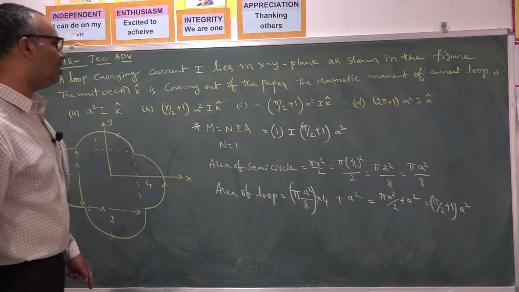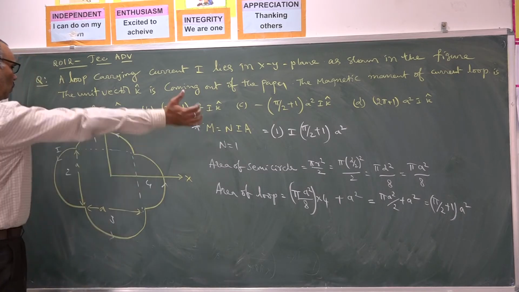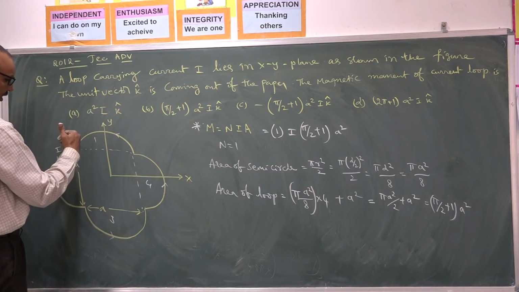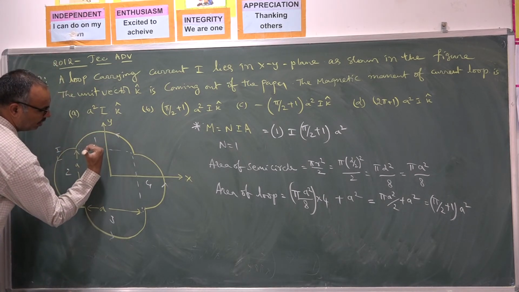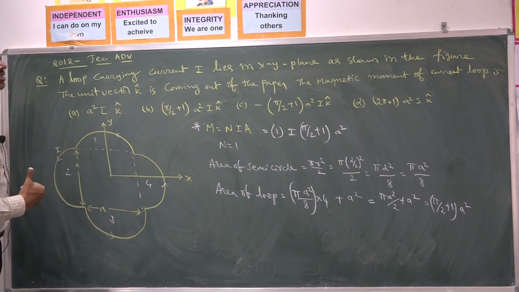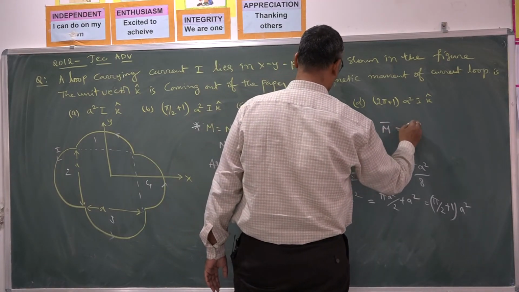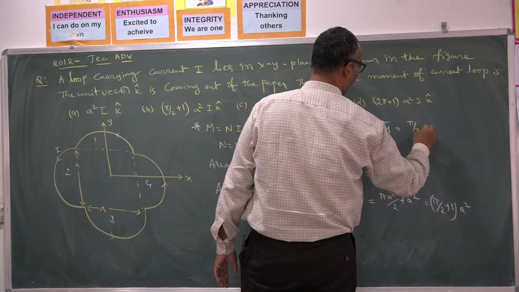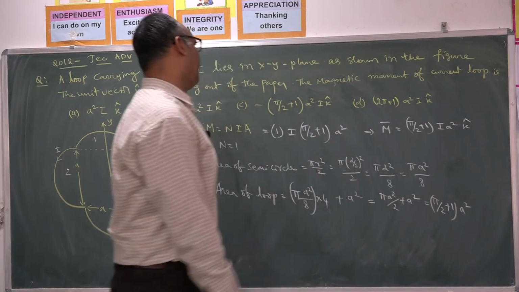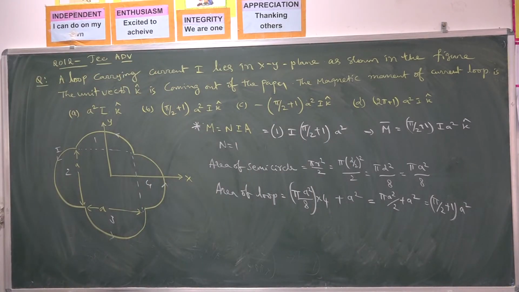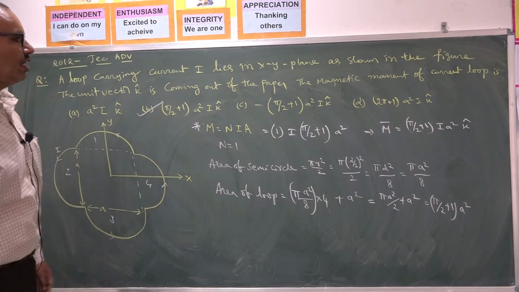The direction of magnetic moment is given by the right hand thumb rule. If you consider the current going in the anti-clockwise direction, the thumb points vertically upwards along the z-axis. Along the z-axis the unit vector is k cap. So as a vector, magnetic moment is pi by 2 plus 1 into I a square k cap. The second option is the right option for the given question.